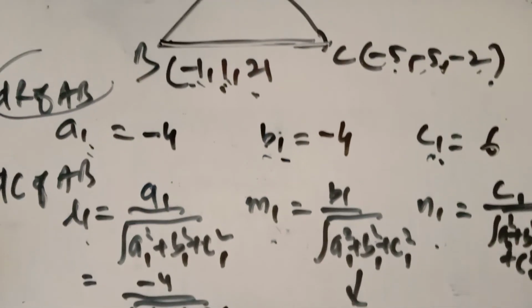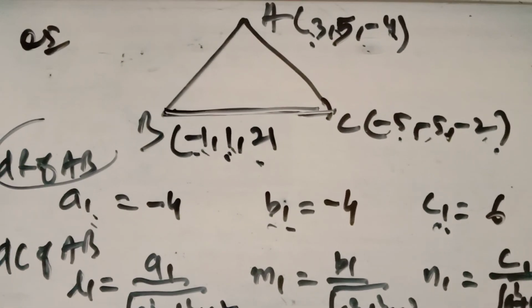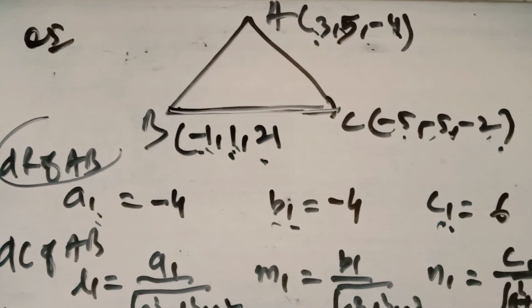So like this, you can easily find the direction ratios and direction cosines when the coordinates of any 2 points are given. Okay, we'll continue in the next lecture.